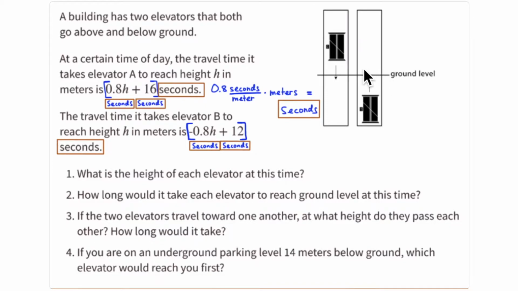And it takes more time than it takes to get to ground level to reach these heights above ground. This is the opposite. To get to these heights, it takes less time than to get to ground level, and to get to heights below ground, it takes more time than to get to ground level. Pretty hard to talk through, pretty hard to understand.